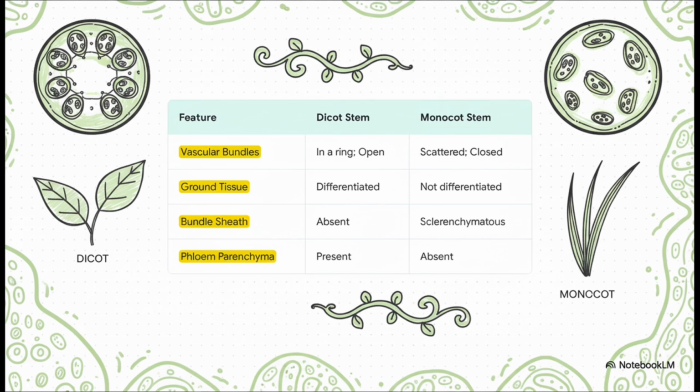And remember our old friend phloem parenchyma? Present in dicots, absent in monocots. This is another one you've just got to know cold.